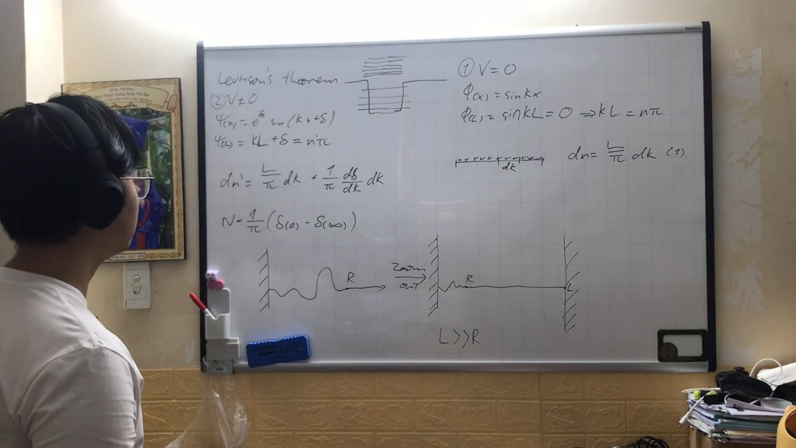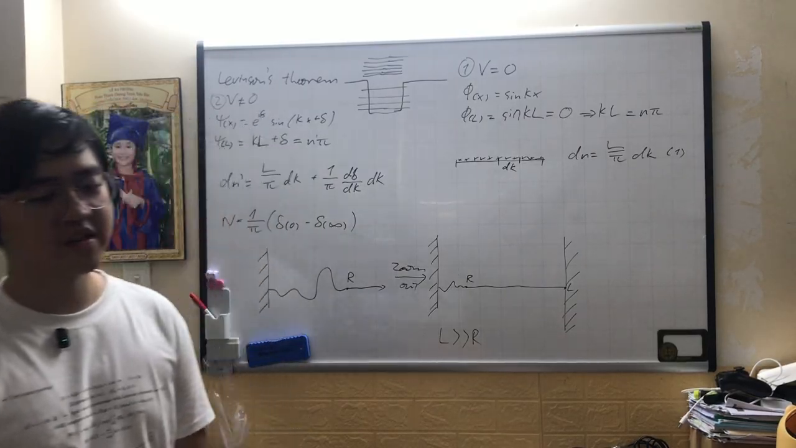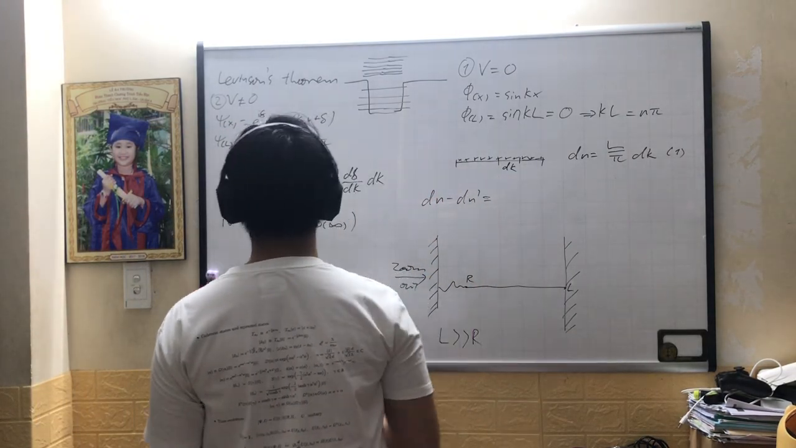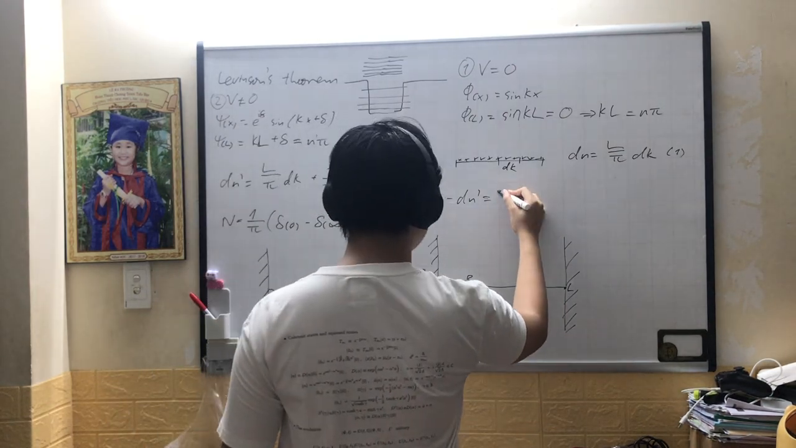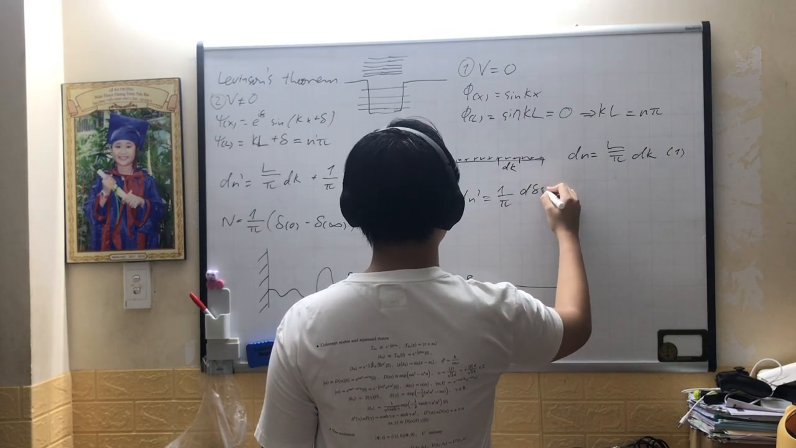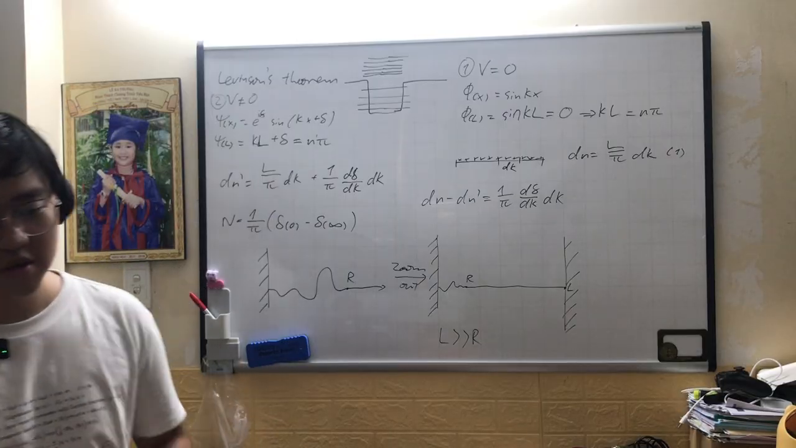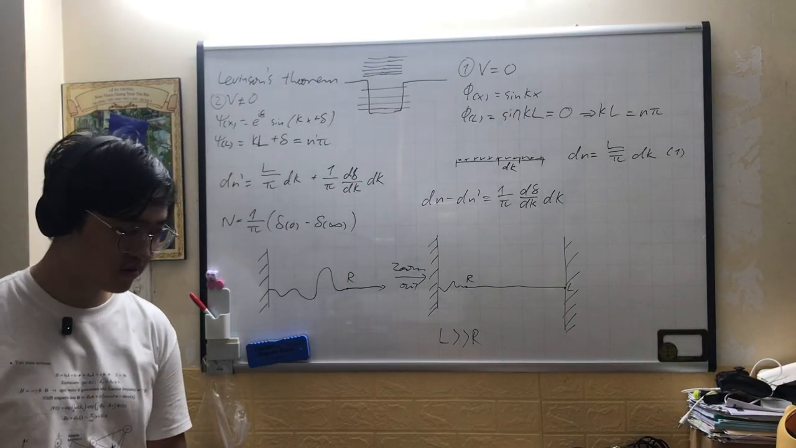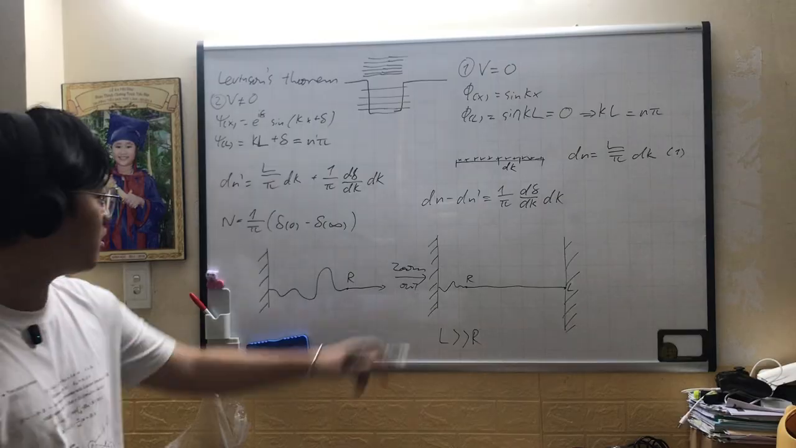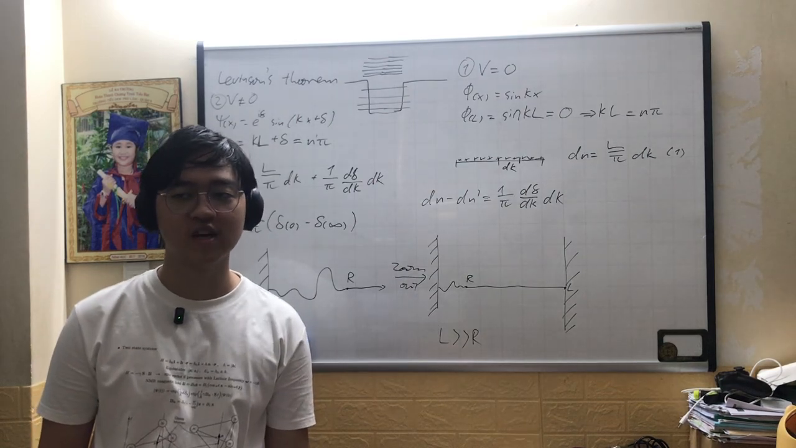Once you have that, the total amount of positive energy states would be dn minus dn prime, right? When you take these two and subtract them, what you get in the end is 1 over pi d delta over dk. So this is what you get in the end, and from the fundamental theorem of calculus, these two are the same thing. So you have proven Levinson's theorem, and that would also be the end for today's video. Goodbye.